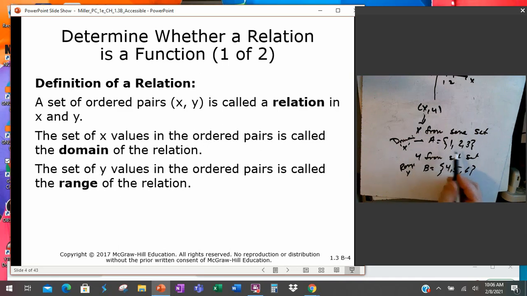So we could build up a set of ordered pairs. The ordered pairs would be like (1, 4), (2, 5), (3, 6). We could do (3, 6) or (2, 6). It is some set of pairs where the x's are from the first set and the y's are from the second set.